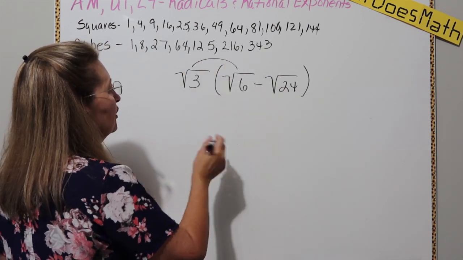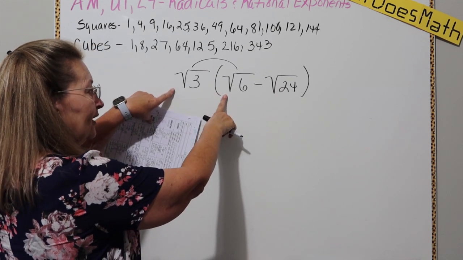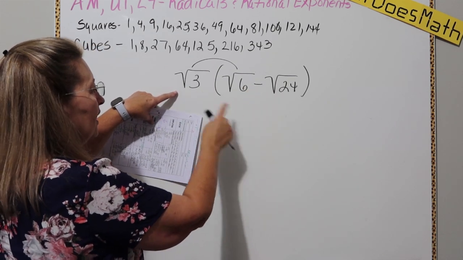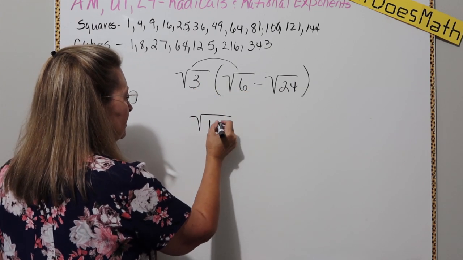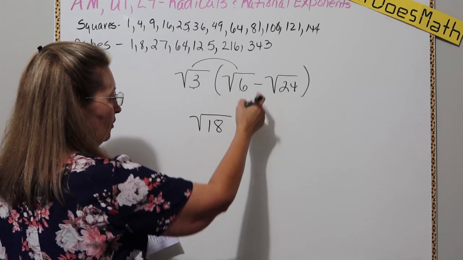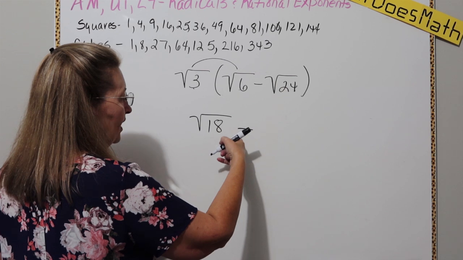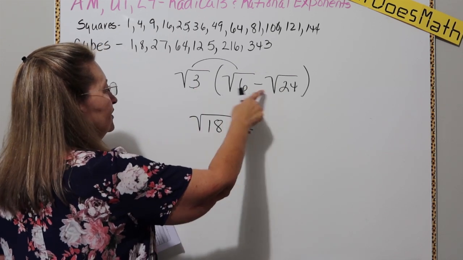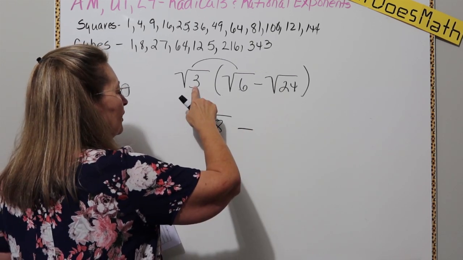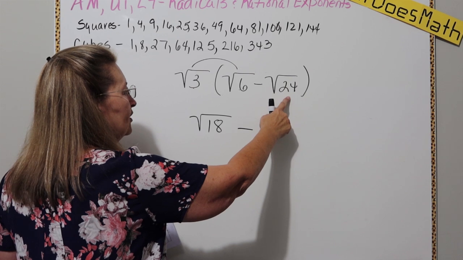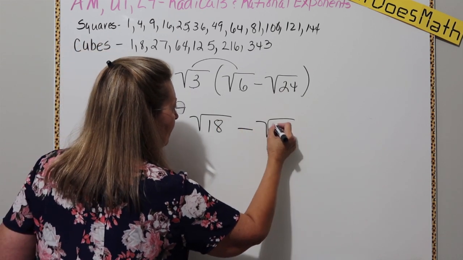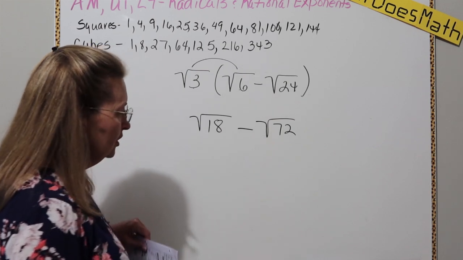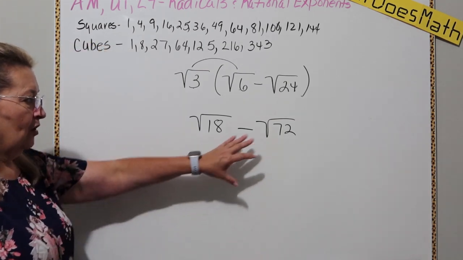When I distribute here, now remember, things that are outside multiply together, so 1 times 1 is 1. Things that are inside multiply together, so 6 times 3 is 18. Alright? Positive times that minus gives you minus. 1 times 1 is 1. Square root of 3 times square root of 24, when you multiply 3 times 24, that's going to give you 72. Okay? Now, they are subtracted.